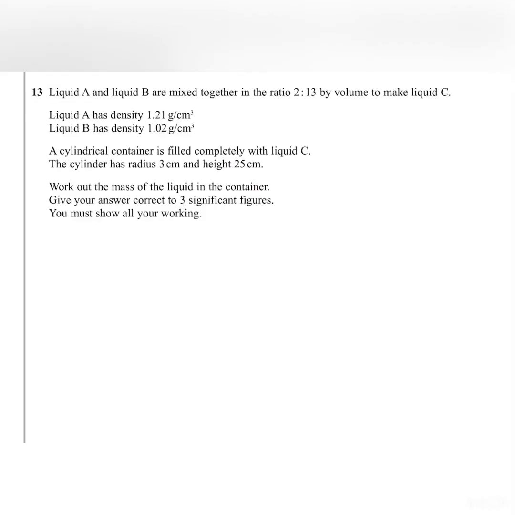Okay, question 13, it says liquid A and liquid B are mixed together in the ratio of 2 to 13 by volume to make liquid C. And liquid A has a density of 1.21 grams per centimeter cubed, and liquid B has a density of 1.02 grams per centimeter cubed. A cylindrical container is filled completely with liquid C, and the cylinder has a radius of 3 centimeters and a height of 25 centimeters. Work out the mass of the liquid in the container, and give your answer to 3 significant figures.